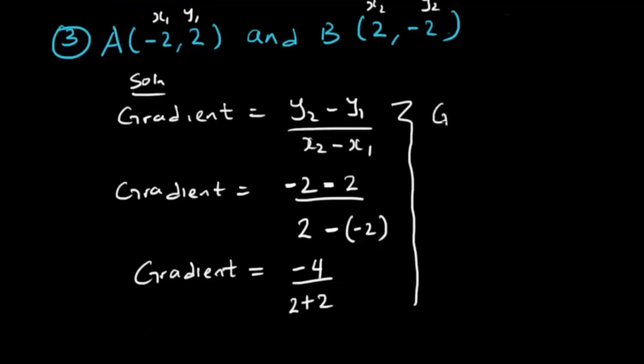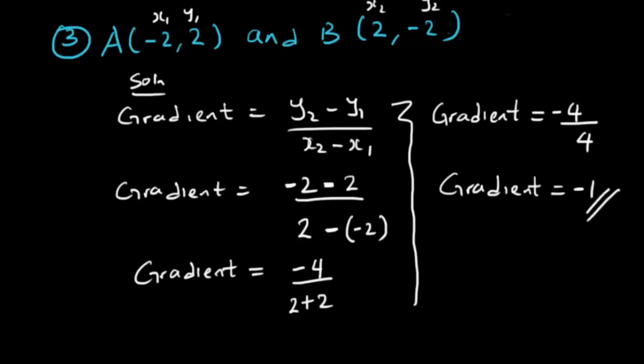So I will be having gradient equals minus 4 over 2 plus 2, which is 4. So which means gradient equals minus 1. Is this not super simple? Now there's one more thing I need to tell you before we take exercises.